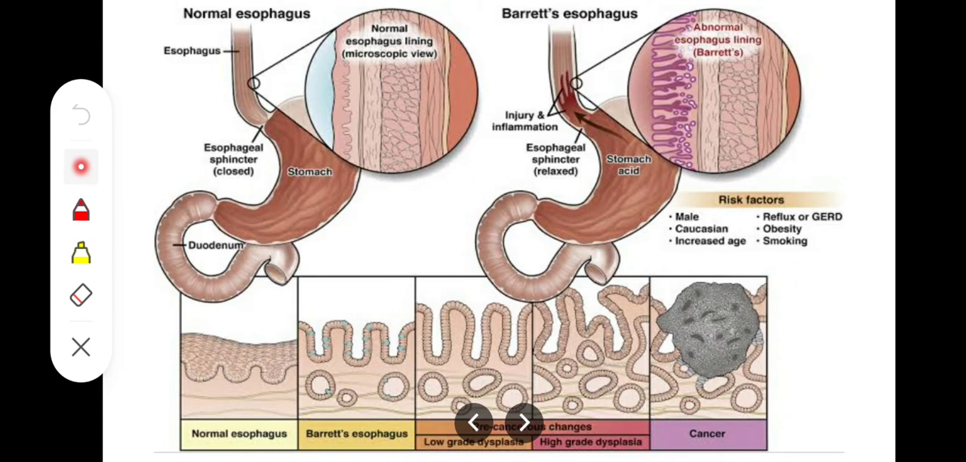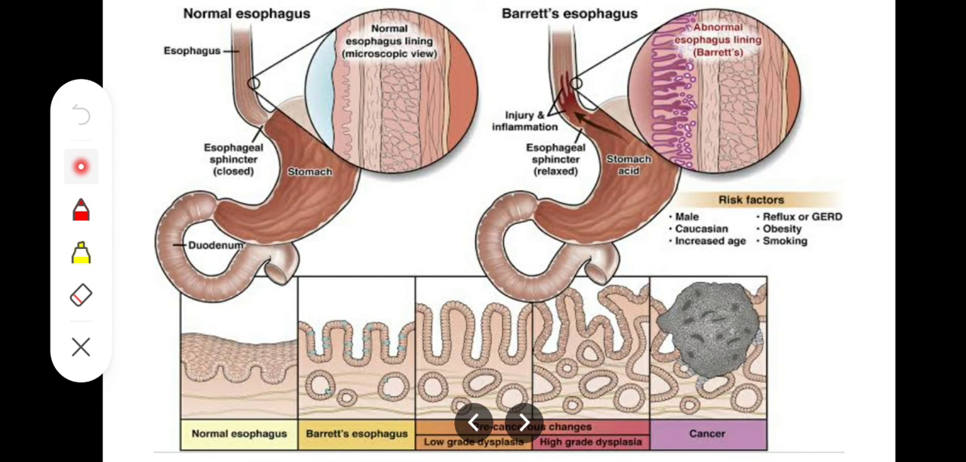The next condition is that if there is any infection at the lower end of the esophagus, the normal epithelium there, which is stratified squamous epithelium, gets changed to columnar epithelium in response to any infection or disease. That is called Barrett's epithelium, or this esophagus will be called Barrett's esophagus. So that's another clinical condition associated with the esophagus, that in response to any infection or disease, the normal stratified squamous epithelium will get changed into Barrett's epithelium or simple columnar epithelium.